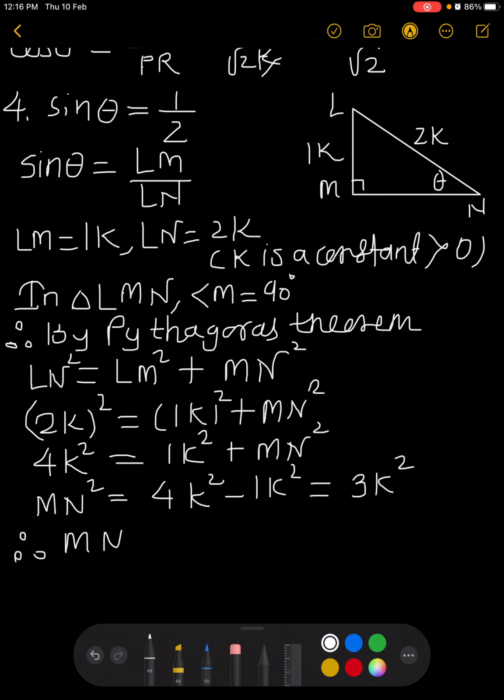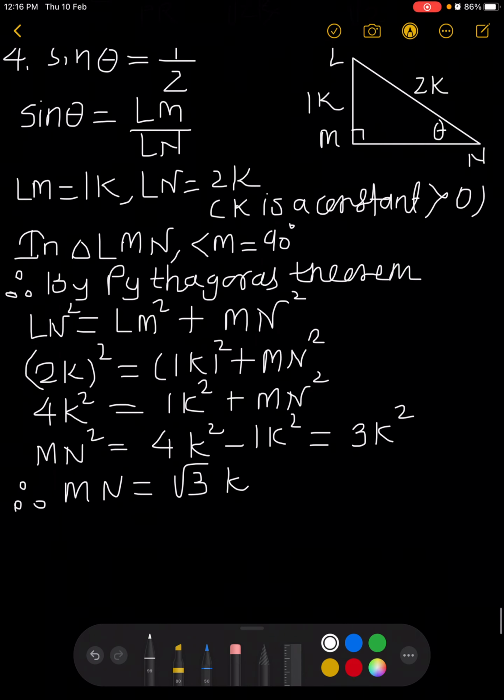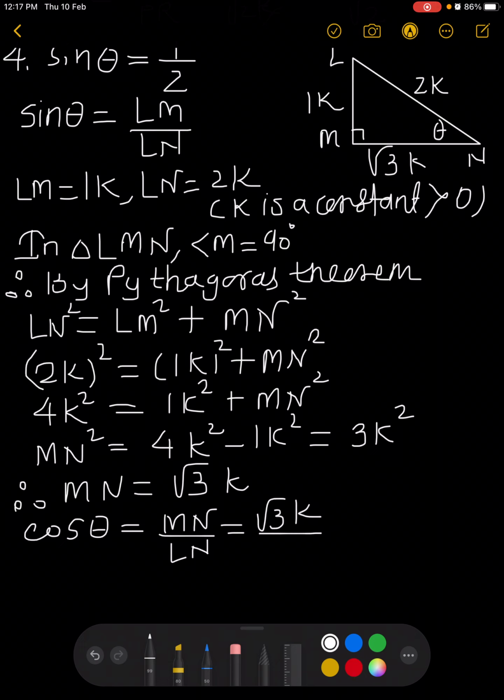Let us take the square root. It will give us root 3 for the square root of 3 and K square root is K. After getting MN, I'll write here root 3K is MN. We are going to find out other two ratios like cos theta and tan theta. Let us obtain now cos theta, where we write adjacent side MN and the hypotenuse LN. Root 3K and LN is 2K. K cancel. It becomes root 3 upon 2.